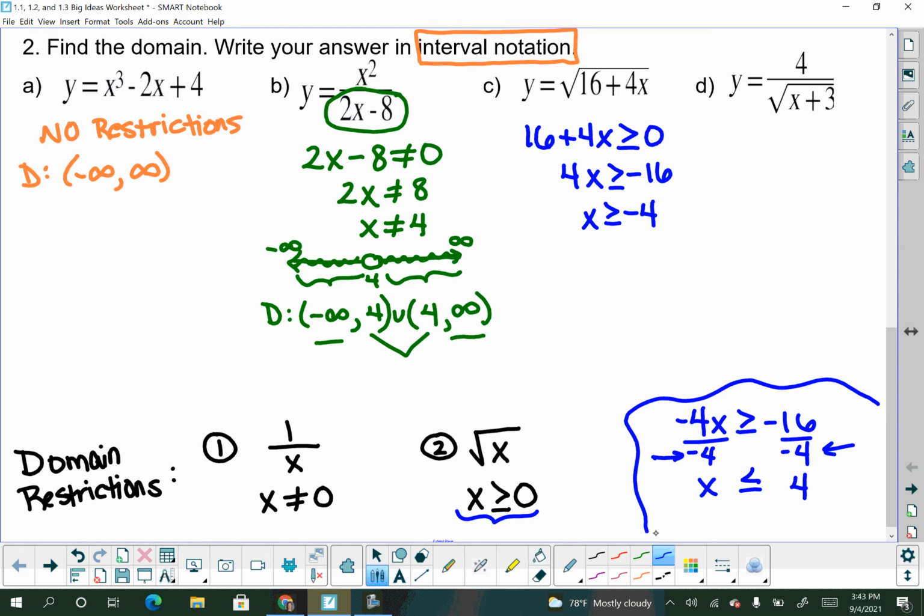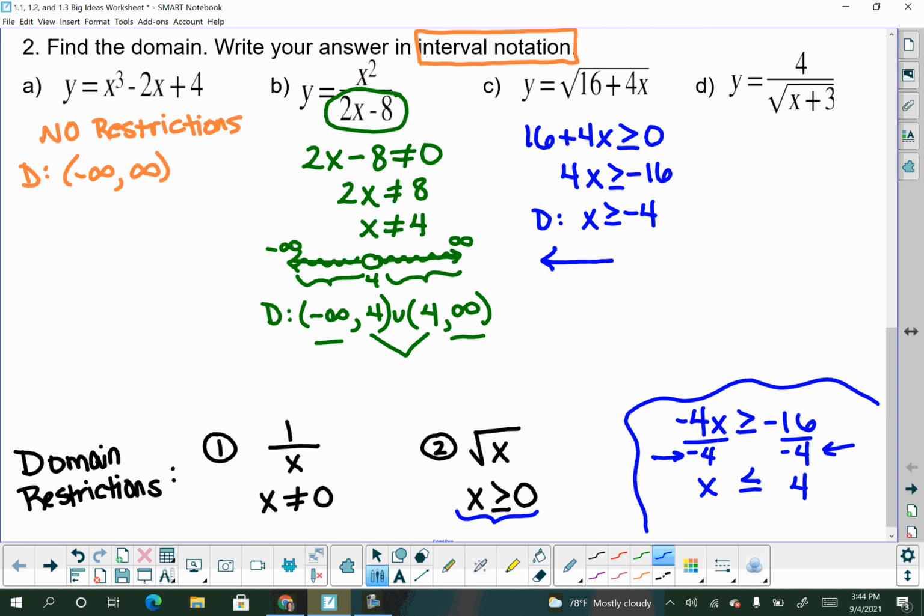All right, so my domain is all the x values greater than or equal to negative 4. Those are all the numbers that I'm allowed to plug in that won't give me a negative number. And how you could check that is you could plug in like negative 5. If I plugged in negative 5, I would have 16 plus negative 20, which would give me a negative under my square root, which would cause a mathematical error. So that makes sense with the answer that I've got here, that that's going to work for my domain values.